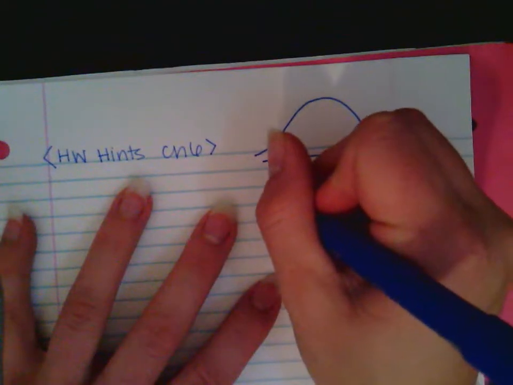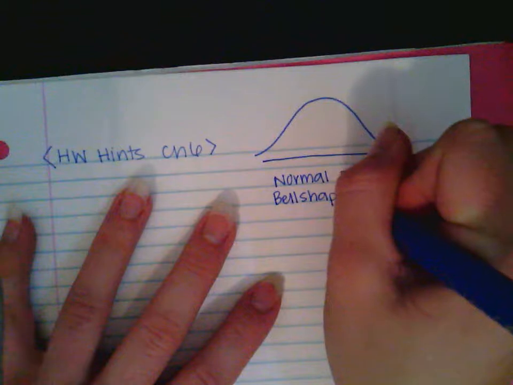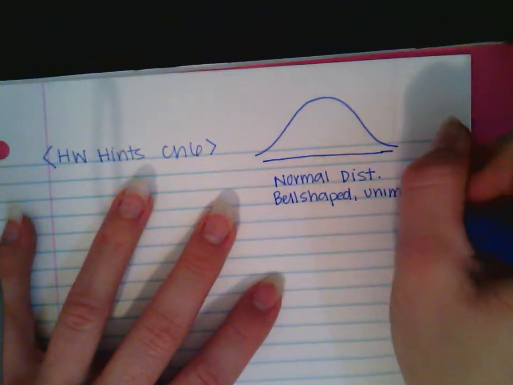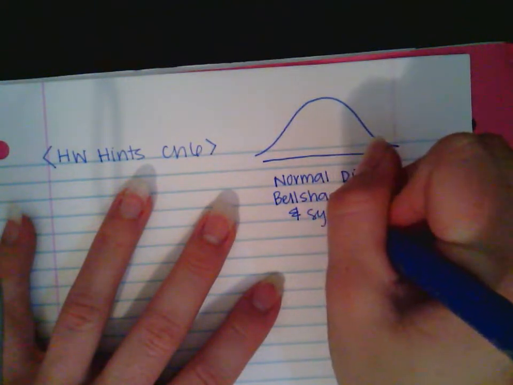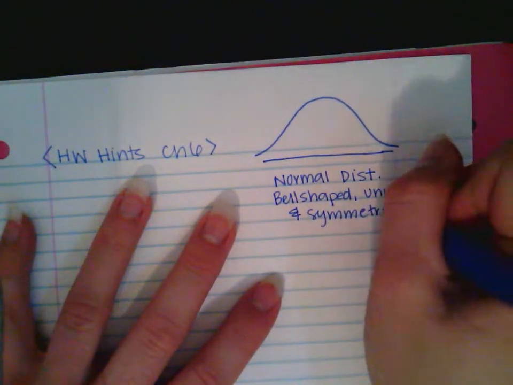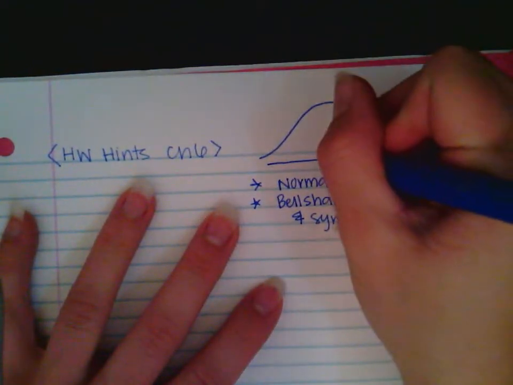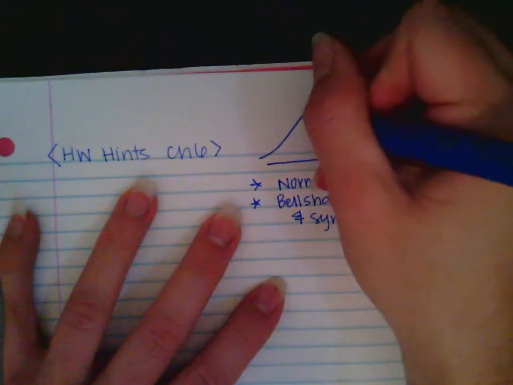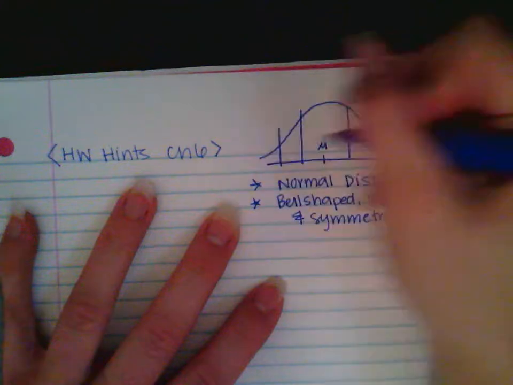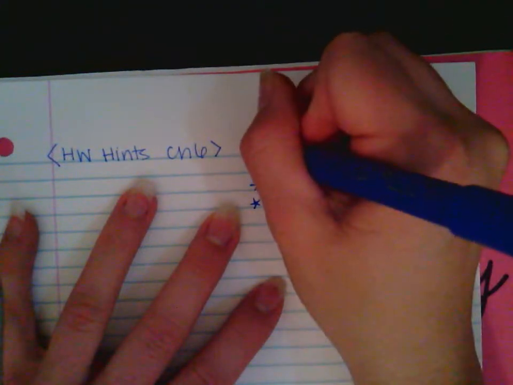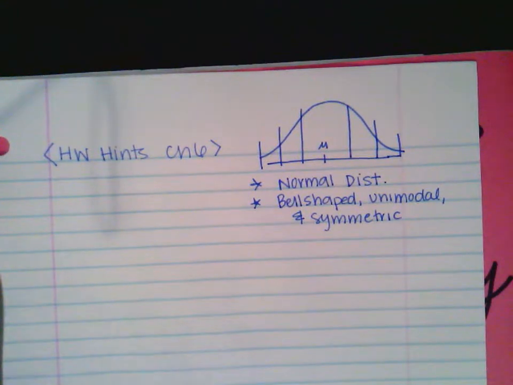Or it might say something about the distribution being bell-shaped, unimodal, and symmetric. And again, those are both key things that tell you these are the probability rules that we are talking about. Back in chapter 3, I think it was, we did use the empirical rule to find probabilities, and those probabilities still exist.